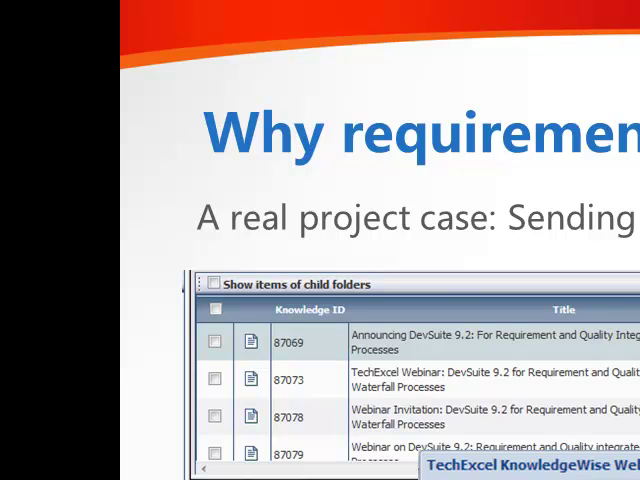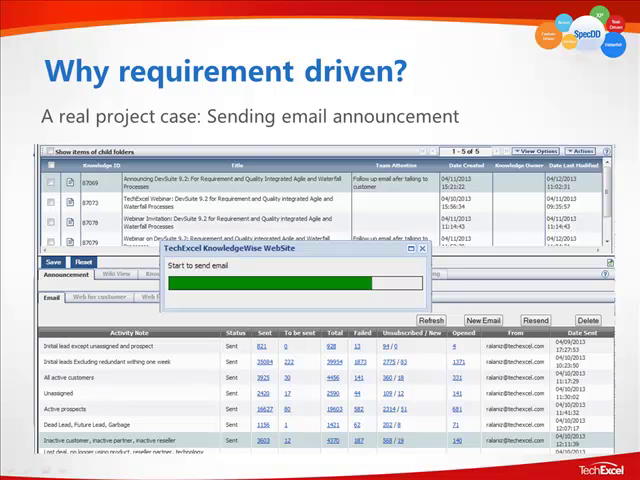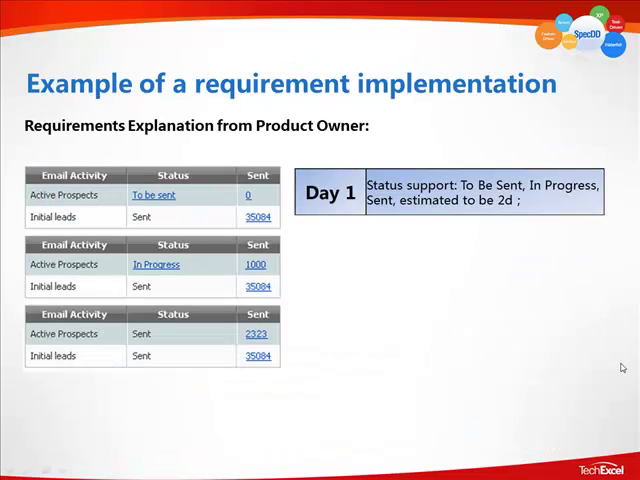The requirement was supposed to have 3 different statuses: a to be sent status, an in progress status, and a sent status. Pretty standard, pretty common statuses for an activity, for an action. So the email announcements requirement was created, and it was estimated to require 2 days of effort. Again, something very simple, 3 statuses.